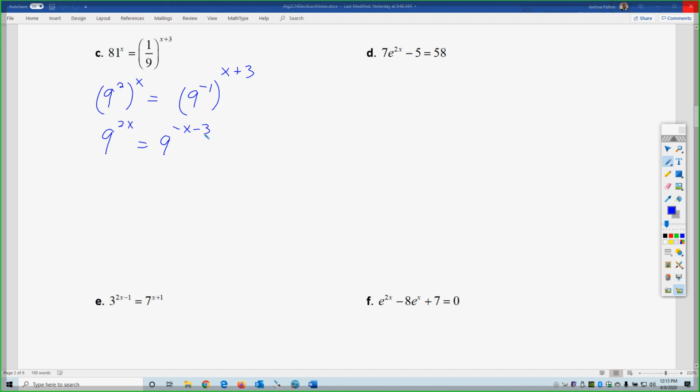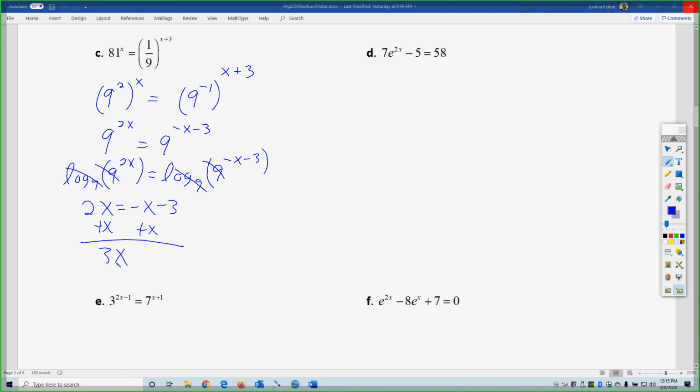Okay, so I can use base 9 now for a log to cancel. Oh, I almost wrote plus. I'll erase that. So we have 2x equals negative x minus 3. So we add x. So 3x equals negative 3, or x equals negative 1 is our final answer. Okay. All right, next one, we have multiple steps.